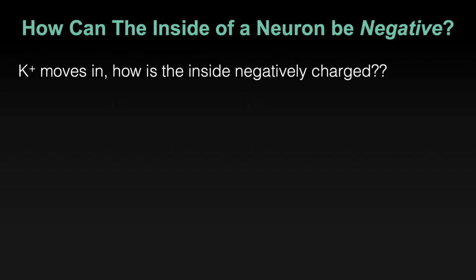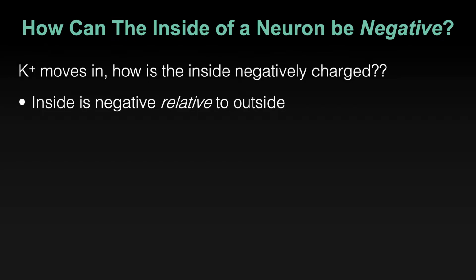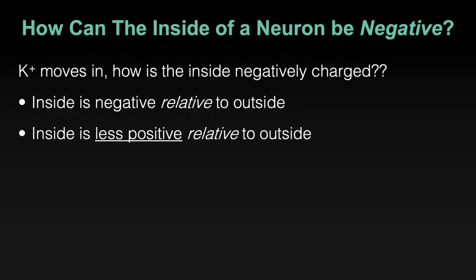I think an important way to think about this is that maybe it's negative. Maybe the other negative things that are stuck inside overrule the positive potassium ions, but I don't think that's the case. I think a better way to think about this is that the inside is simply more negative than the outside. Or the inside is less positive than the outside. There's a difference in charge. It doesn't have to be negative itself. It's just less positive relative to the outside.